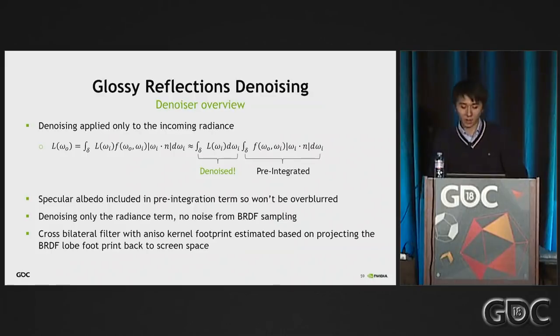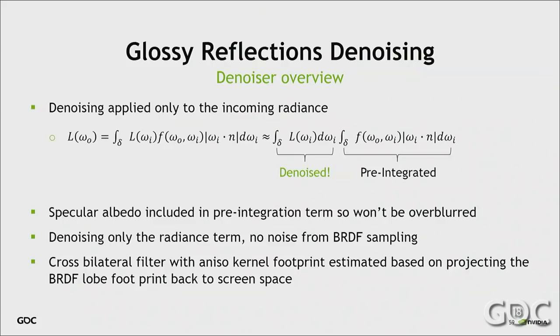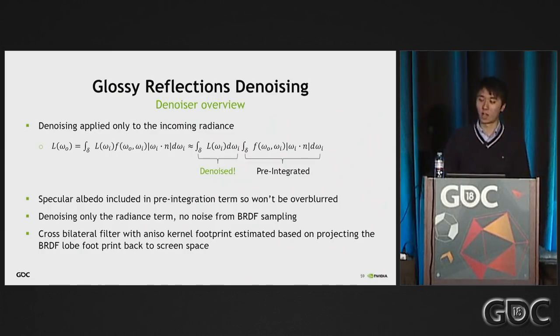So yeah, another high level overview of how the denoiser worked. Similar to the shadow denoiser, for reflections we're also separating the integrand into two separate integrands and then integrating them separately. In fact, for reflections, this is already pretty common in games, and I guess people call it split sum approximation. Like the BRDF integral is often pre-integrated and then packed into a lookup table texture. In some sense, applying denoising to the incoming radiance term is similar to doing the integral.